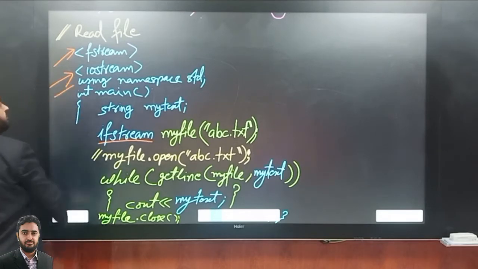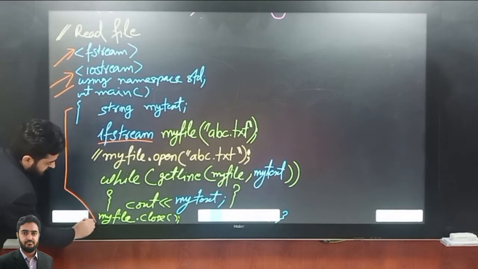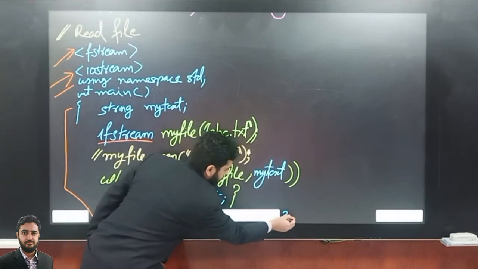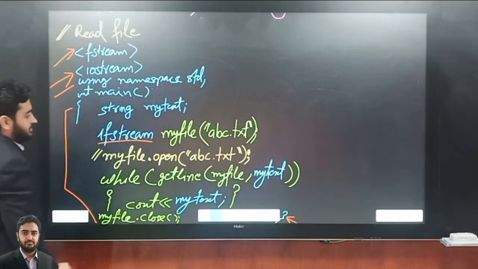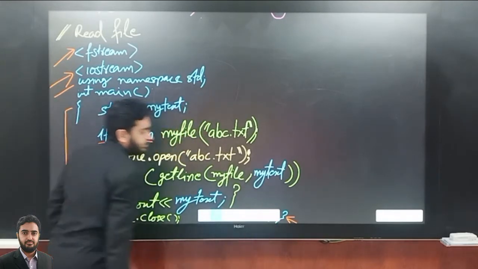Then we are using the namespace, using namespace std. And this is the main function that we have used. This is the closing bracket of the main function. Due to the limited space, I have written the closing curly braces here.